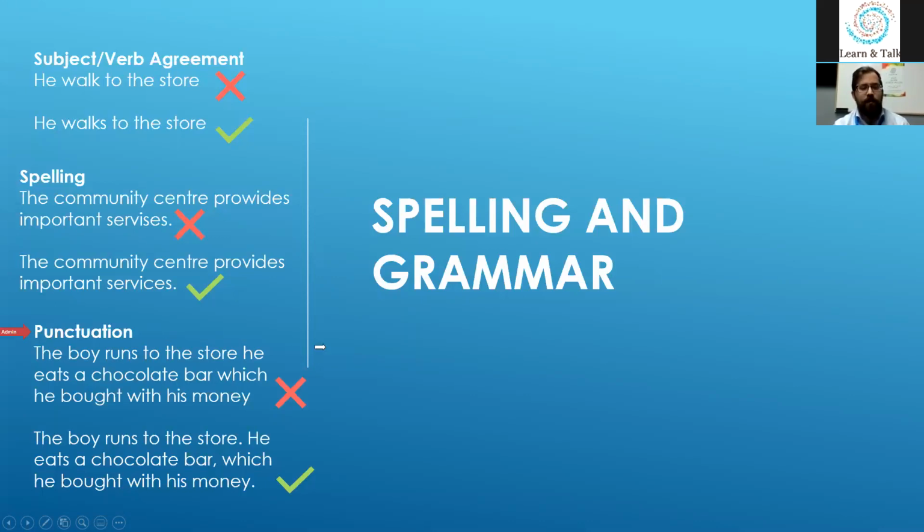Punctuation is also very important. So as you can see here, we have some writing without any punctuation, whereas it's important that you have your full stops and your commas in the correct spot, and that your sentence structure is good. These are just a few examples of the spelling and grammar that will be looked at. And of course, we'll talk about all sorts of different grammar in the lessons going forward.